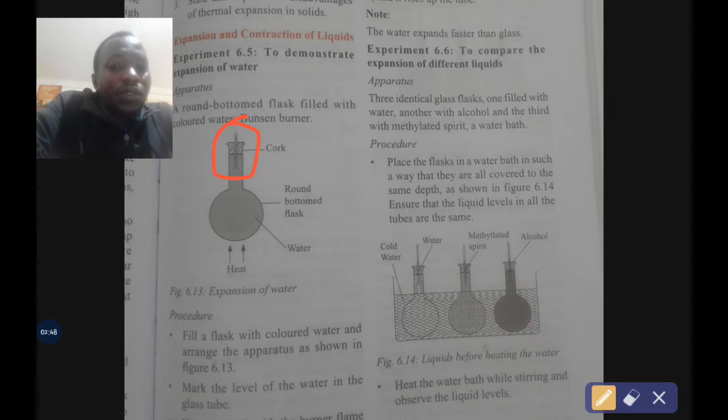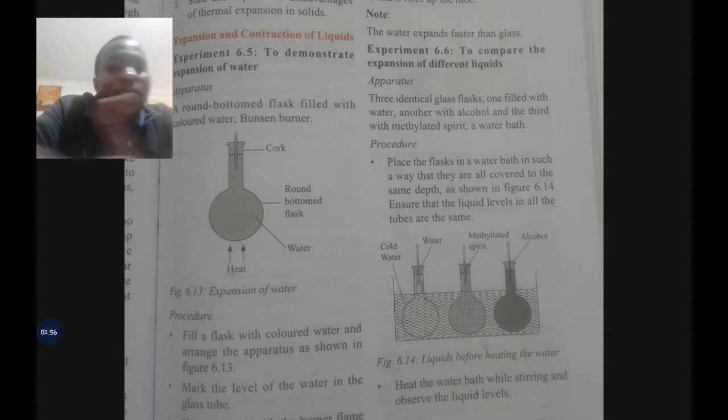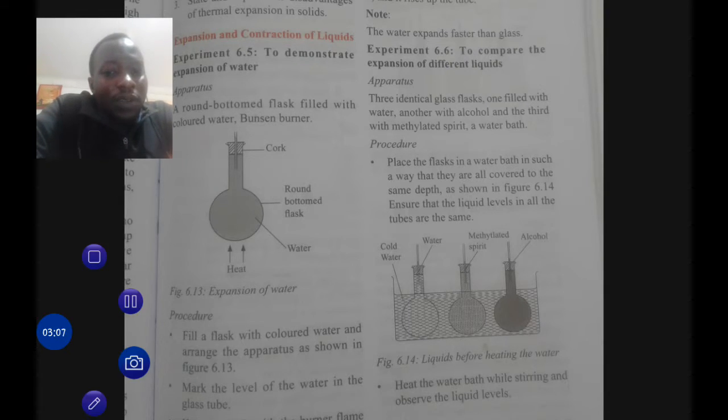Number 2, liquids do not expand at the same rate. There are some liquids that expand faster, others expand at a slower rate. Now the expansion in a liquid depends on the density of that liquid. Now let's look at an example here.